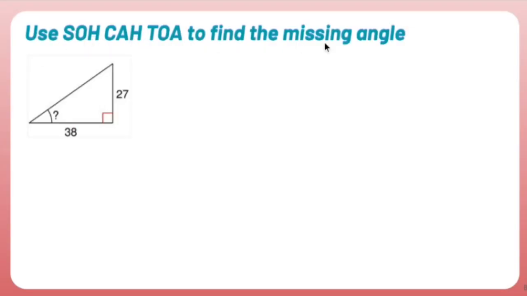Use SOH CAH TOA to find the missing angle. So I have to find that angle right there. I'm going to call you X.